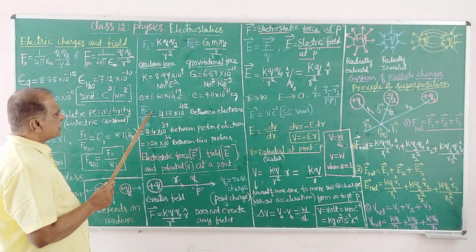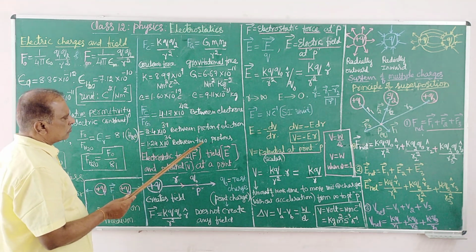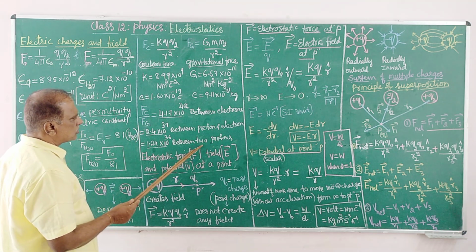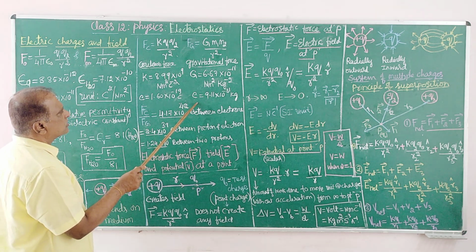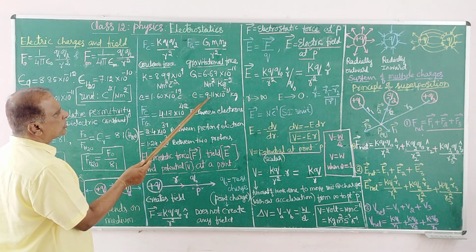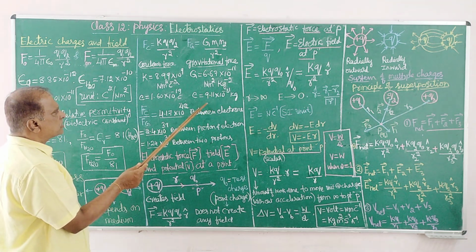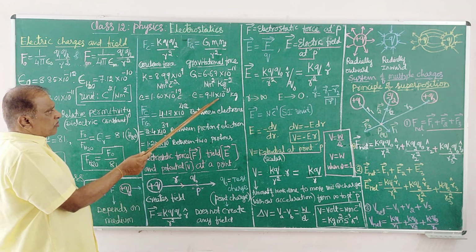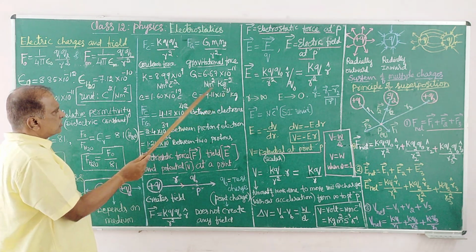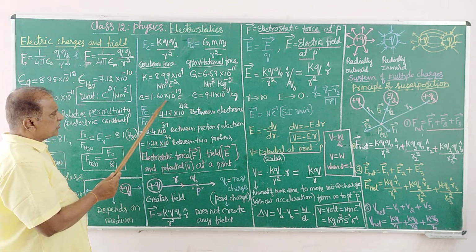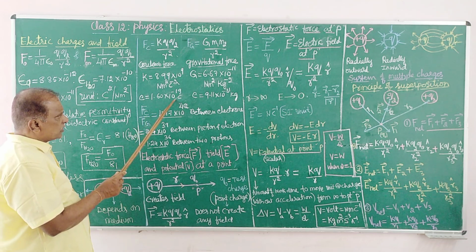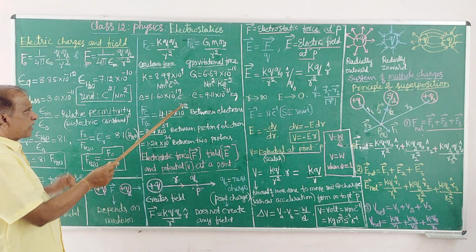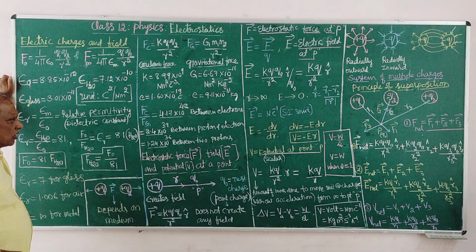Do the similar calculation between two protons. The difference is mass: the proton mass is about 10,000 times more than the electron mass. Proton mass is 1.67 into 10 to the power of minus 27 kg. The proton charge remains the same. Proton and electron have the same magnitude of charge: the electron carries negative charge, the proton carries only positive charge, but the magnitude of charge remains the same, Coulomb.